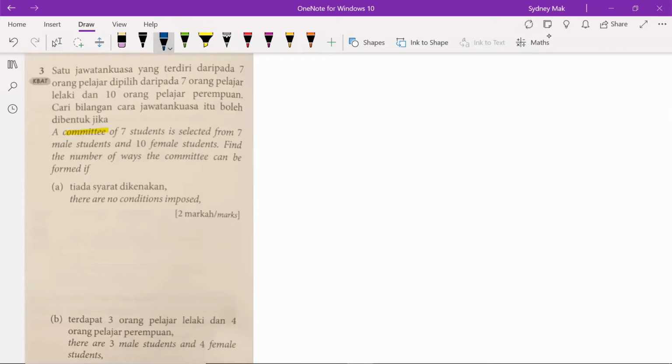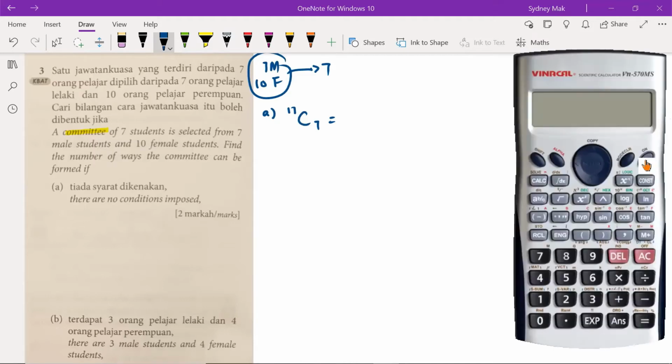Over here we have 7 male students and 10 female students, and out of this pool we have to choose 7 students. Find the number of ways the committee can be formed when there are no conditions imposed, which means our n is 17. So out of 17, we choose any of the 7. Let's key in using the calculator.